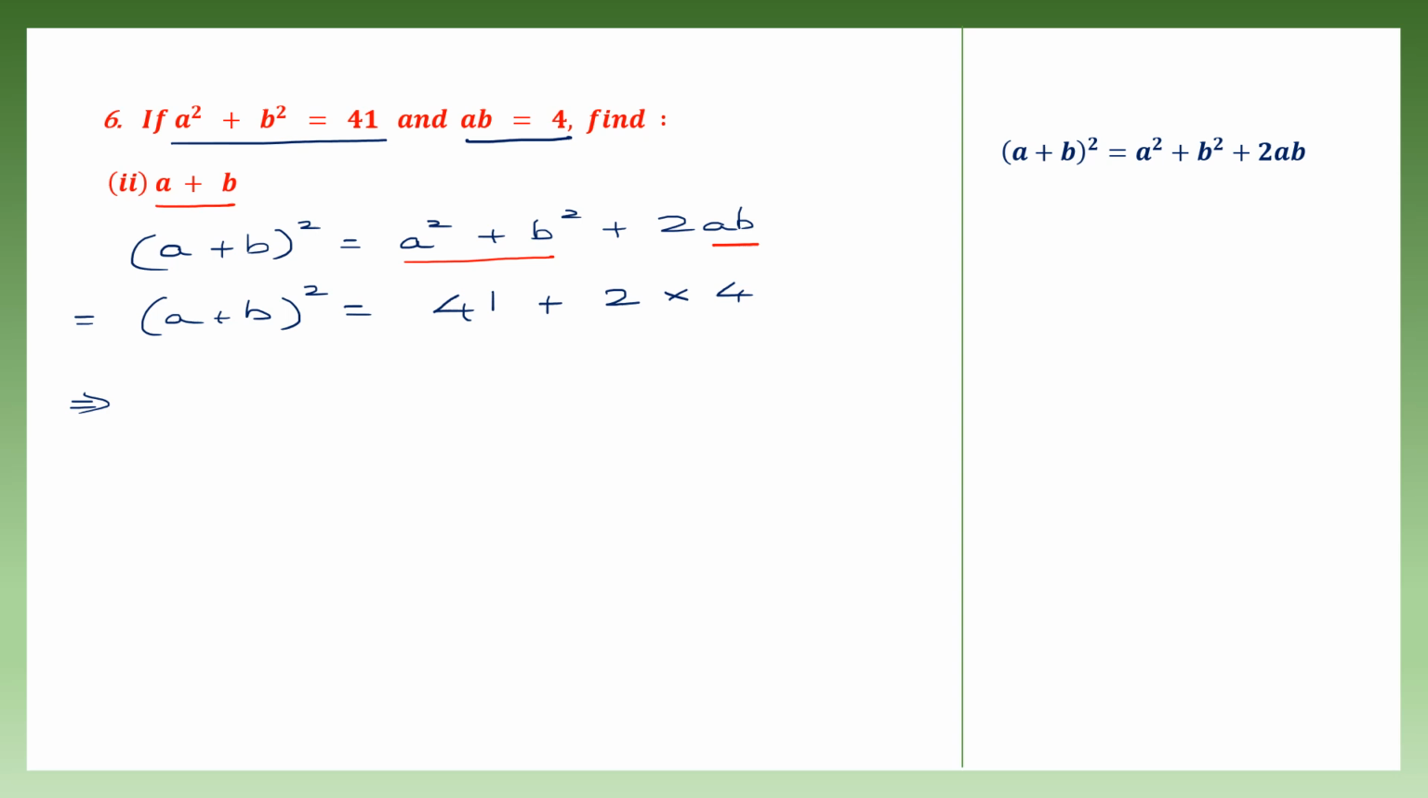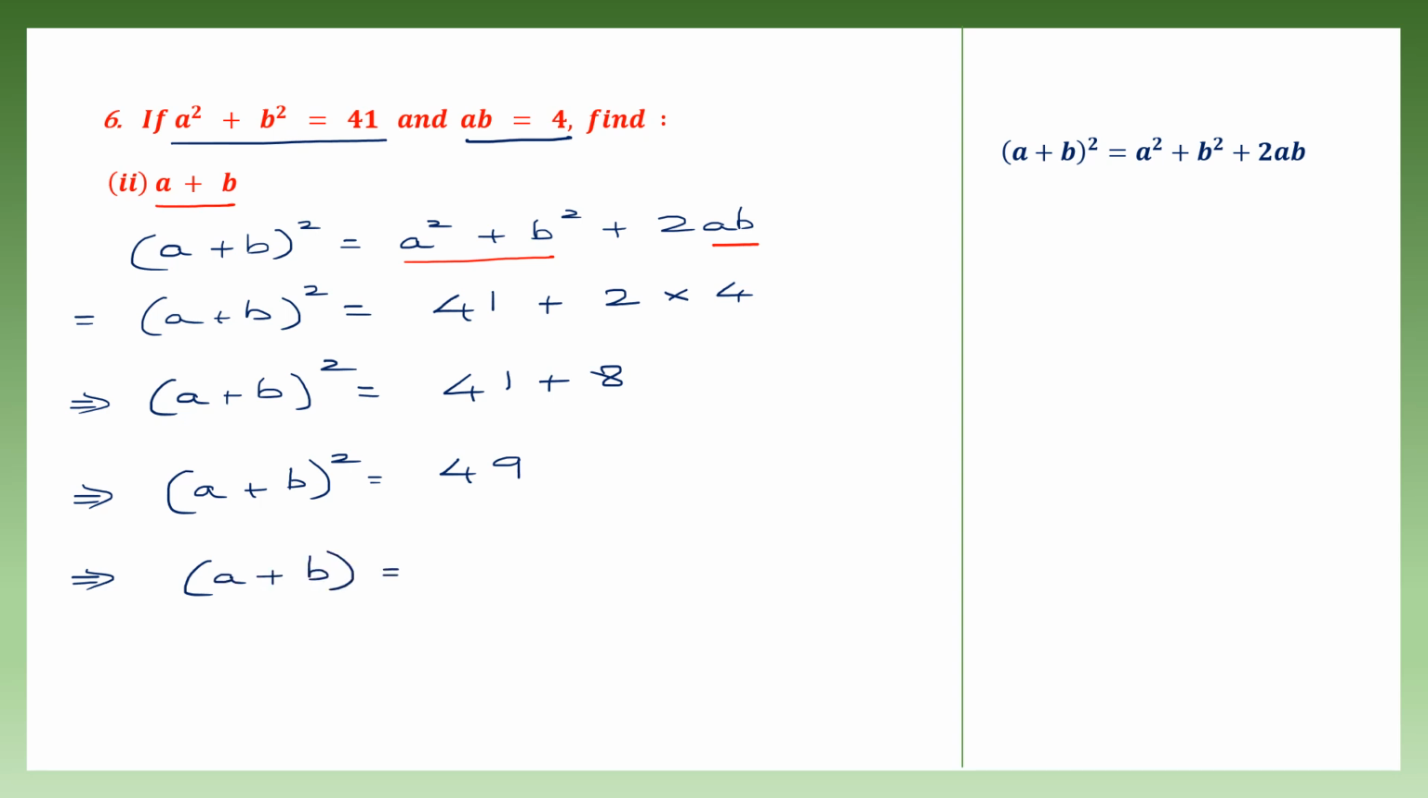So again, just by simplifying, we can find (a plus b) the whole square, that is 41 plus 2 fours are 8. So we have found the value of (a plus b) the whole square. 41 plus 8 is 49. So if we have to find only a plus b, we have to find the square root of 49. And what is the square root of 49? 7, because 7 sevens are 49. So we have found the value of a plus b, and that is 7. So this is our answer.